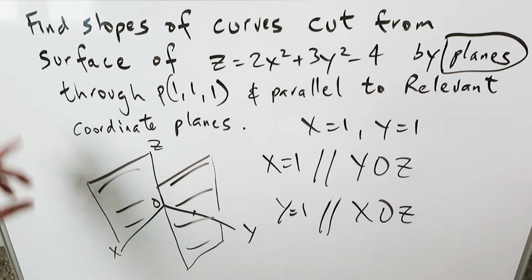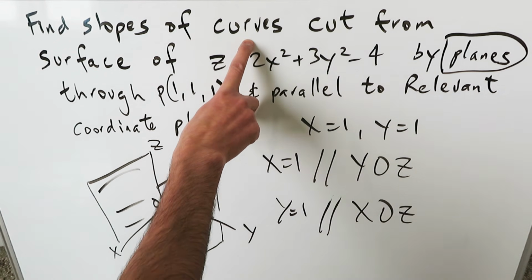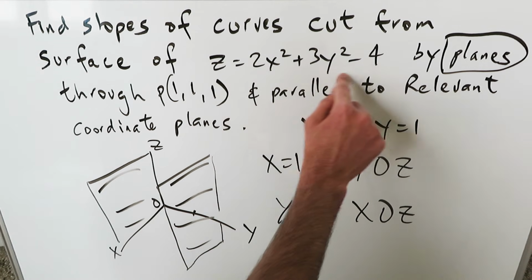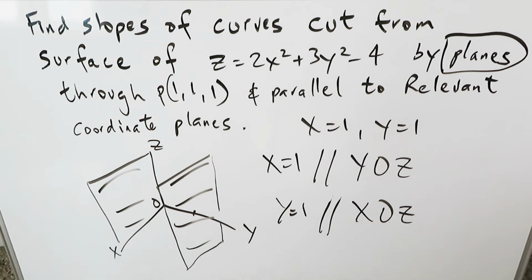Let's look here at the question again. We have to find the slopes of the curves. What are these curves which will come about? We will look at that. They will come about from the cutting of these x equals 1, y equals 1 planes of this specific graph. And they'll be going through point 1, 1, 1 and parallel to your coordinate planes, and I've shown you that.